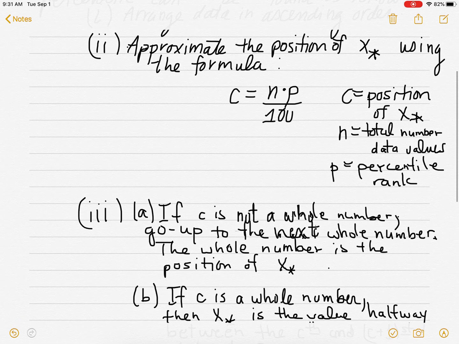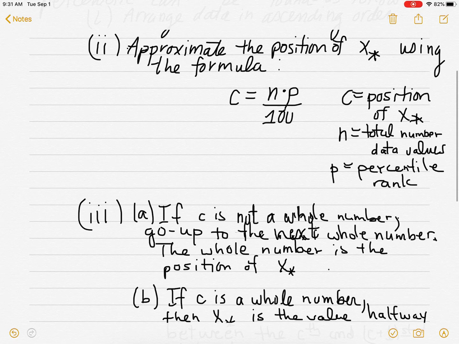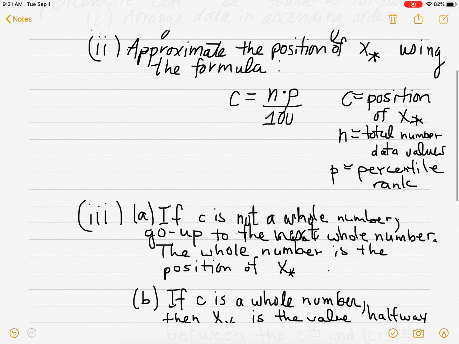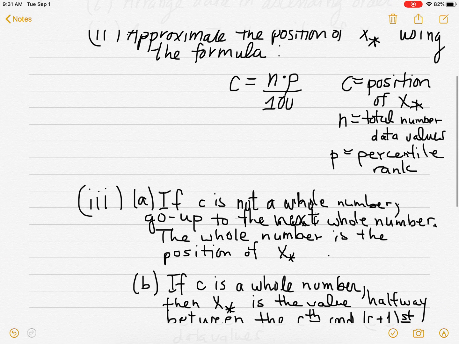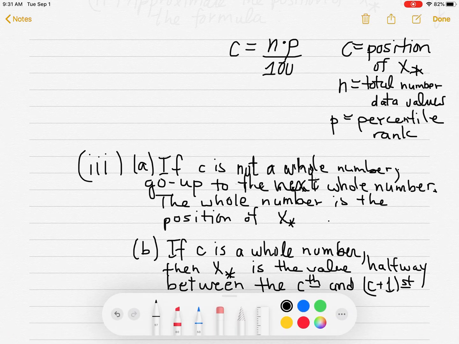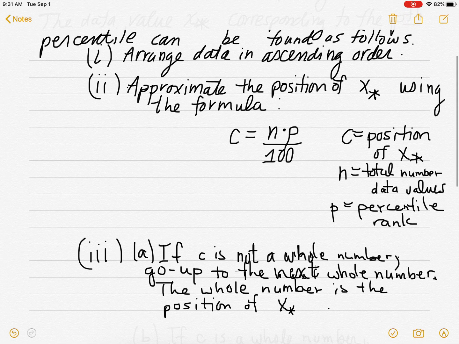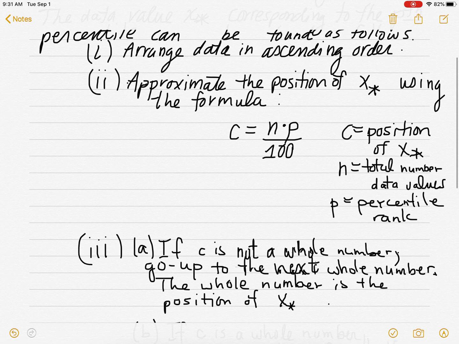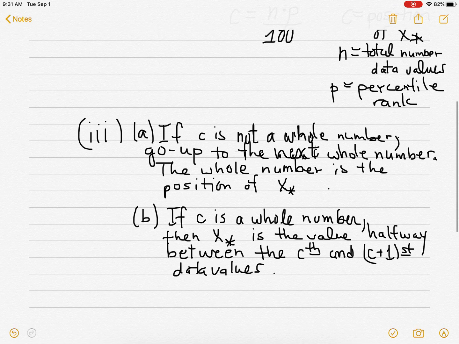N is going to be the total number of data values, and P is going to be the percentile rank that's given. So if I said, okay, find the 25th percentile rank, your P would be 25. So you want to use this formula to approximate the position: C equals N times P over 100. N times P over 100. Okay, so you're going to approximate your position.